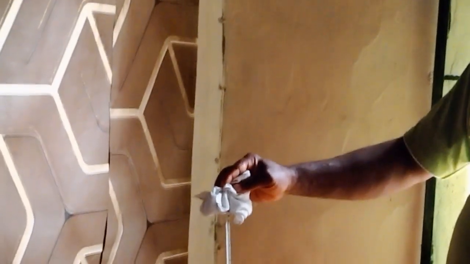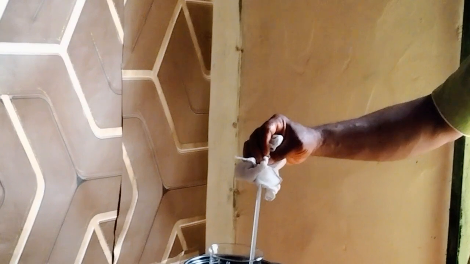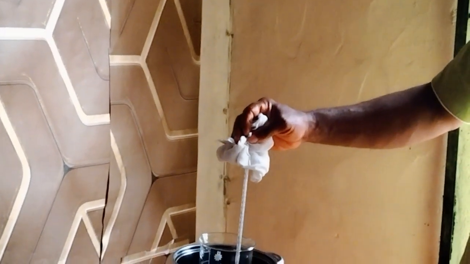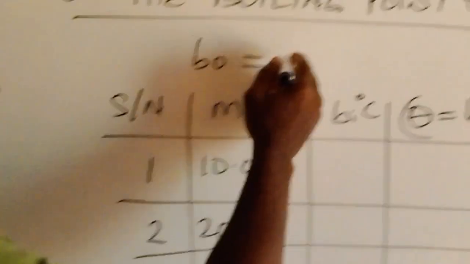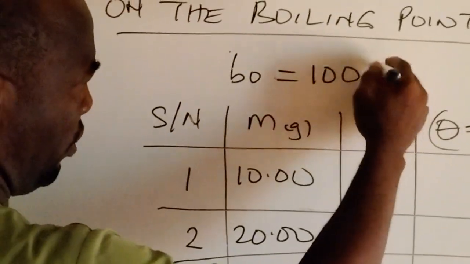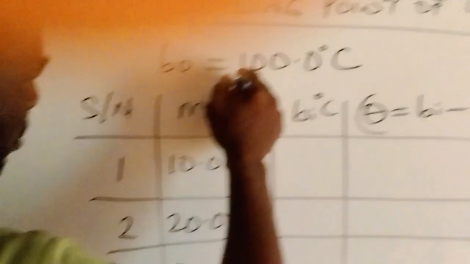So we allow it to continue boiling. You don't have to turn off your gas. We'll go and record our reading on the whiteboard. That's the boiling point of water at 100 degrees Celsius. So the boiling point of water here is recorded as 100.0 degrees Celsius. That's the boiling point of water.